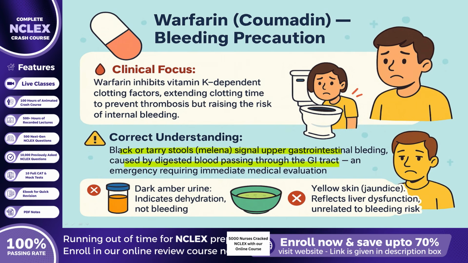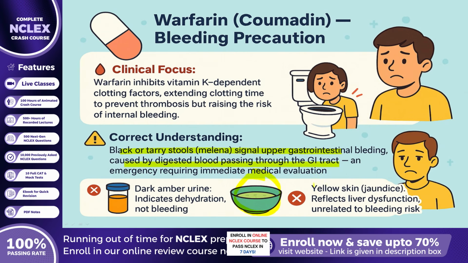In contrast, dark amber urine, as mentioned in option A, typically suggests dehydration or concentrated urine rather than bleeding. If urinary bleeding occurred, the color would more likely be pink, red, or cola-colored. Meanwhile, greenish vomit from option C points to bile reflux or intestinal obstruction, not bleeding. In true upper gastrointestinal bleeding, the vomitus appears like coffee grounds, dark and granular, due to partially digested blood.